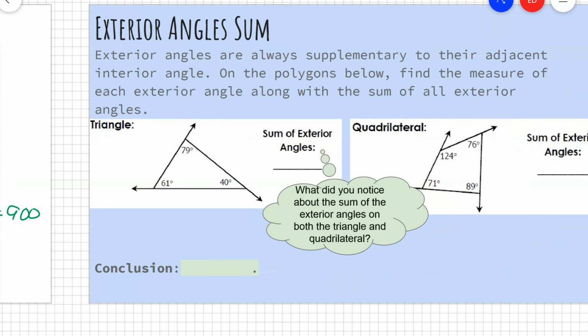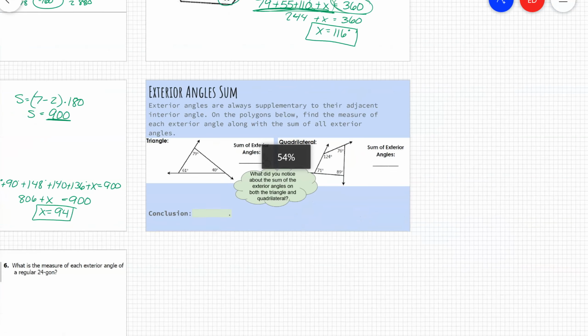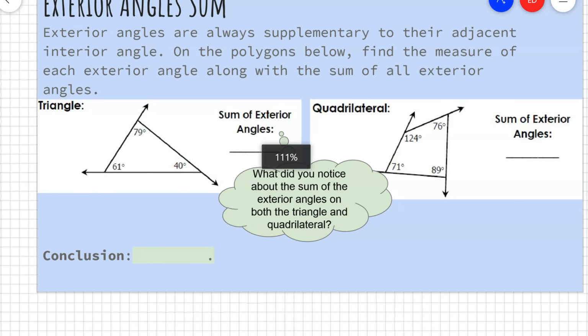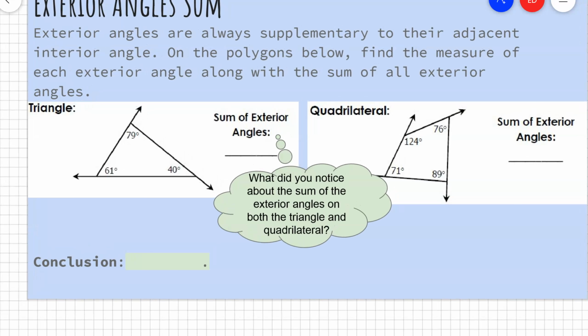Let's go ahead and take a look at exterior sum angles. We've got one or two examples for that, because exterior angle sum theorem is super easy once you understand where it comes from. So when we're looking at that, exterior angles are always supplementary to their adjacent interior angle. On the polygons below, find the measure of each exterior angle along with the sum of all the exterior angles.